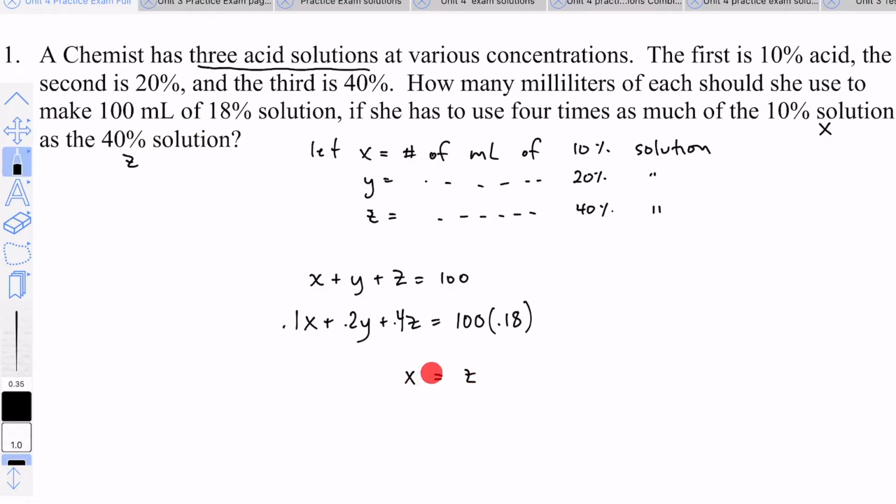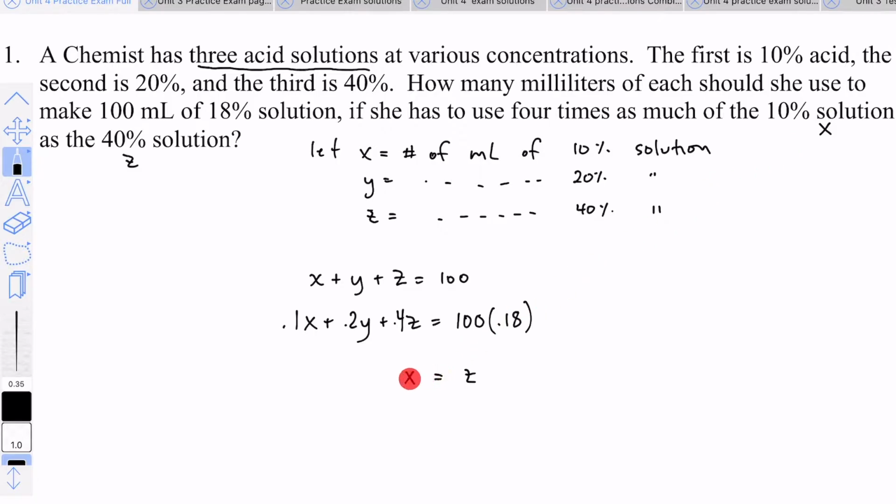So I know that these numerical values are not equal to each other. This statement right here says that the numerical value of the 10% solution is already 4 times as much as the z solution. So for example, just throwing out random numbers, if we find out that this chemist has to use 20 milliliters of the 40%, then according to this statement, she's going to have to use 80 milliliters of the 10%. So the x variable is already 4 times as big.